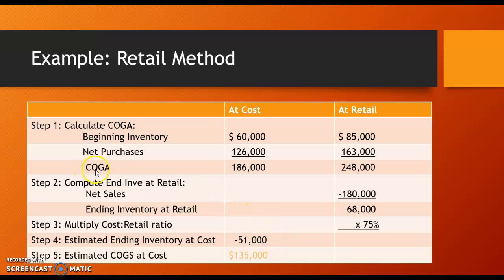Now I'm going to take the cost of goods available at cost minus the ending inventory at cost, and that gives me the cost of goods sold at cost.